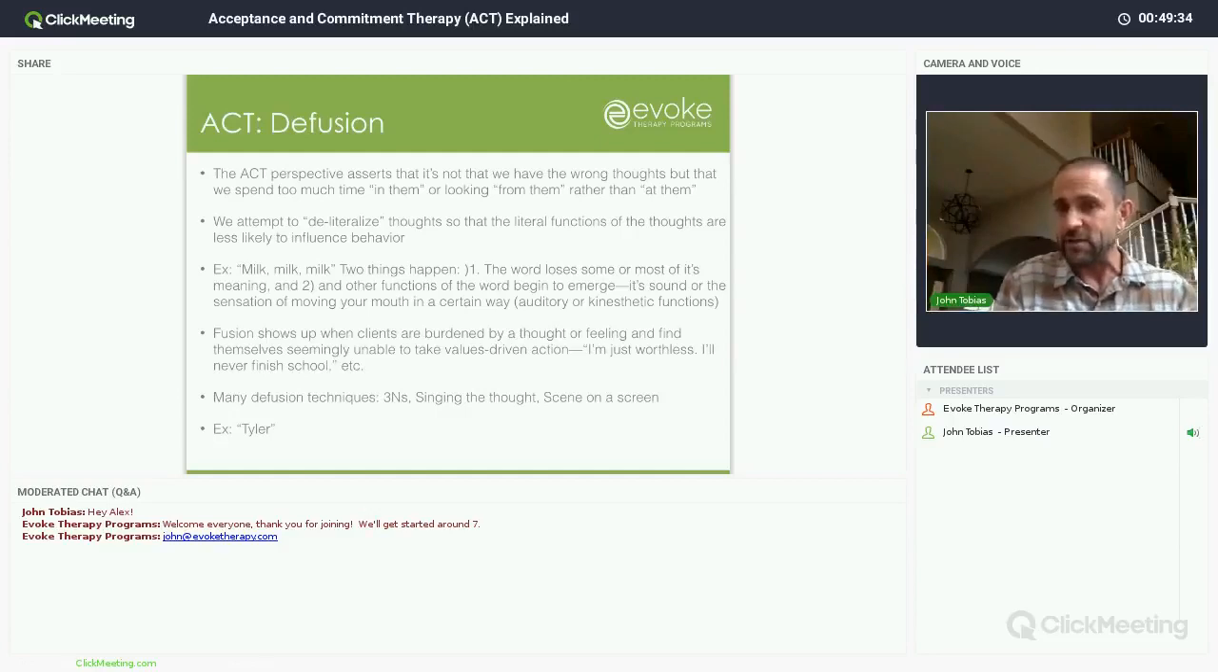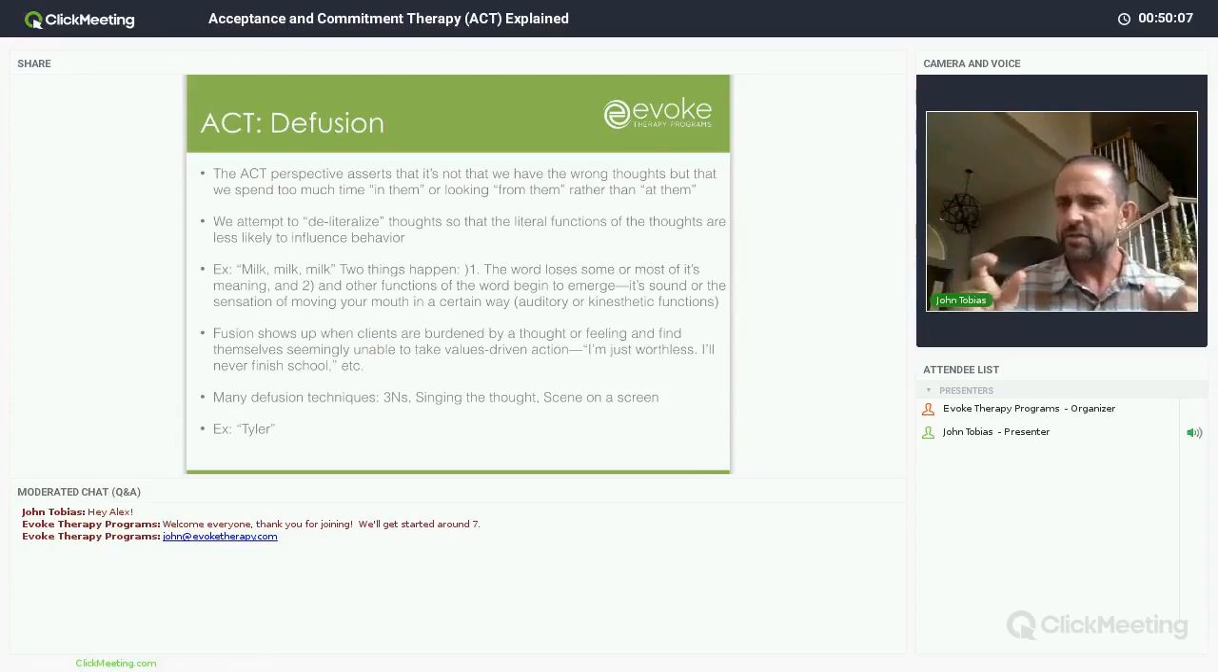Essentially, I've given it its power. And that's where relational frame theory comes in, which is kind of a theoretical foundation of ACT, and I don't need to explain it, but it's this idea of how we create networks of meaning between words. And that's kind of a rabbit hole of its own, but diffusion is this idea of helping a client see that a thought is just a thought.